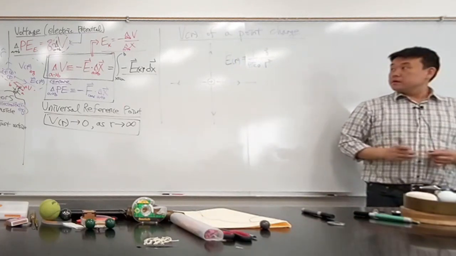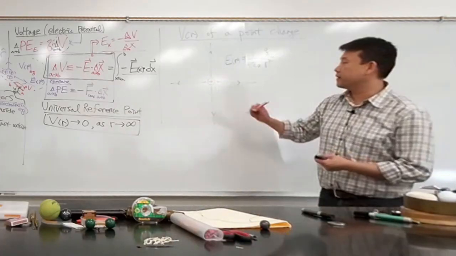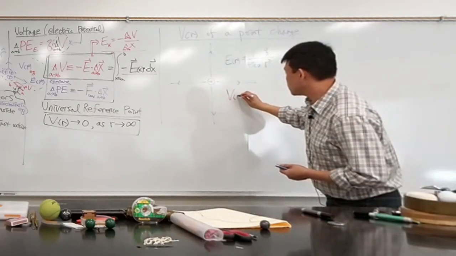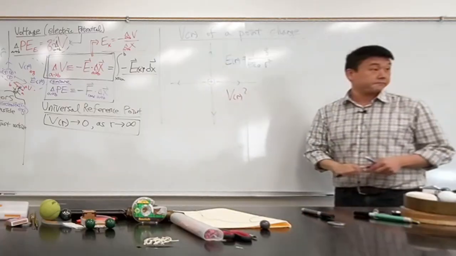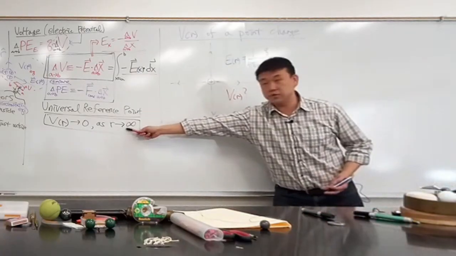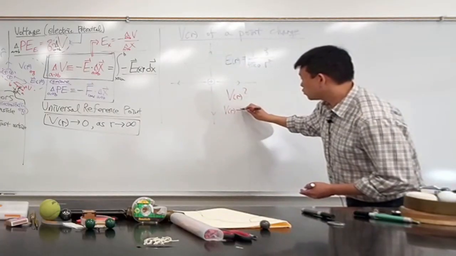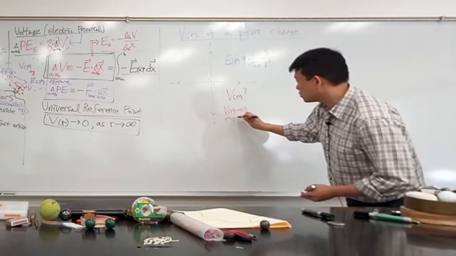So the question here, as you guess from the title, is what is the voltage as a function of distance? And if I want to be sure that I'm using this universal reference point, then I do say V of r goes to 0 as r goes to infinity.